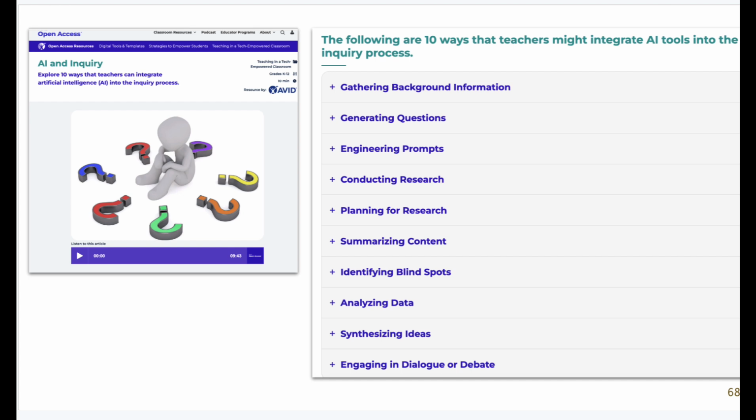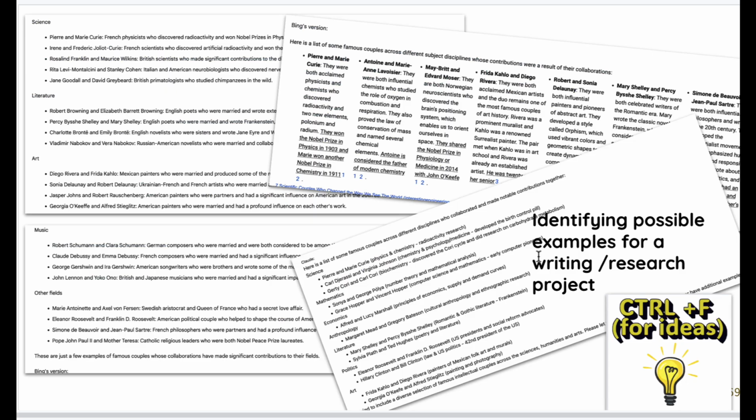The Open Access Group, AI and Inquiry, have suggested the following ways that teachers might integrate AI tools into the inquiry process. And you can see this is a wonderful chart and something that you might look at with students. Of course, generating questions, developing background information, prompt engineering, research planning, and summarizing. A lot of the things we've looked at a little bit. But now let's see some use cases.